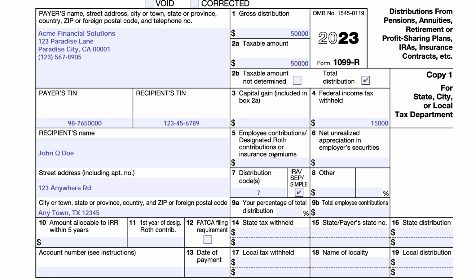If there's any amount that would be taxed as a capital gain, then you would include it in box 2A, but then you would also break it out as a capital gain item in box 3. So most taxpayers aren't going to see this. You might see this if there's an amount from a charitable gift annuity.